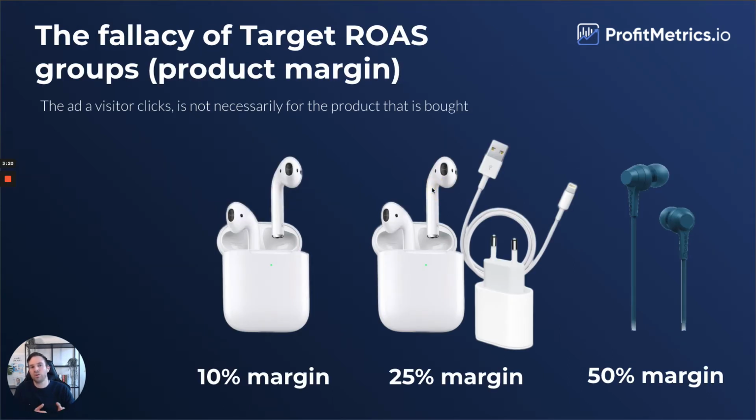Again, you can also use a ROAS based on revenue, the margins. A lot of people do that. It's a much better way than just having an average. But again, it can be flawed because people come in on a low margin product like this, for example, the AirPods or something similar to AirPods. It has a low margin, so you put a high ROAS target in that group.